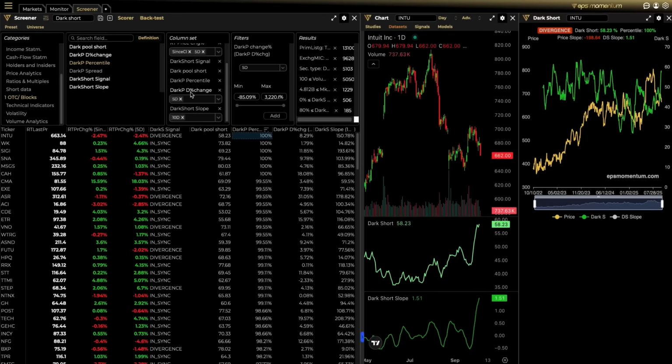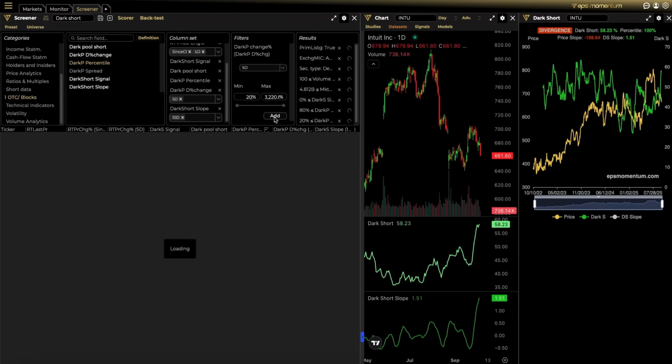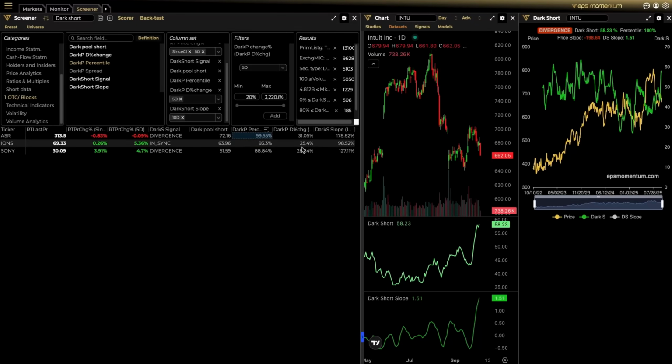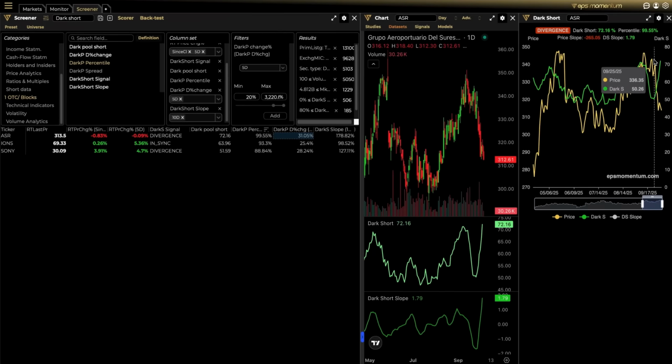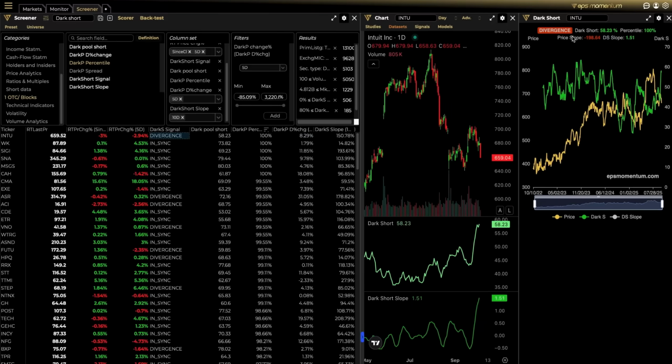This metric shows the percentage change in dark short activity over the last 5 days. For example, if we see a 20% increase over 5 days while the price remains relatively flat, it can indicate that institutional investors are piling into the stock, potentially signaling a rebound or rally before the price reacts.